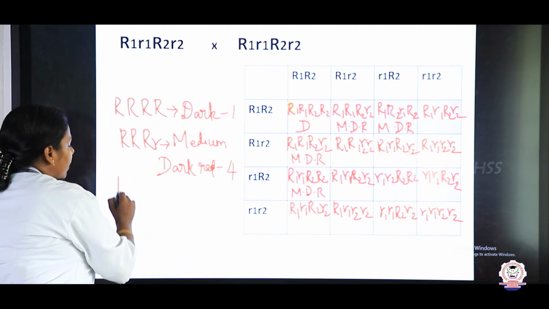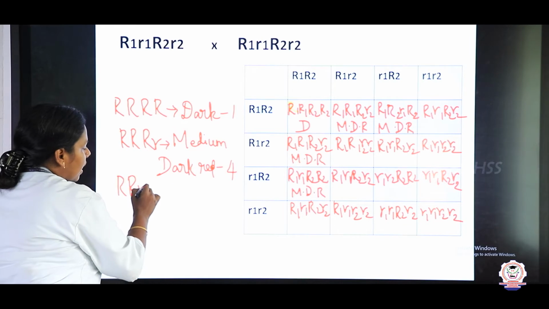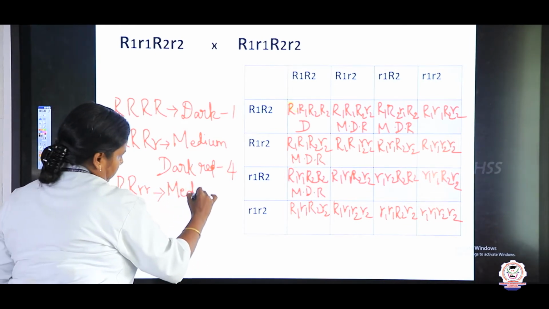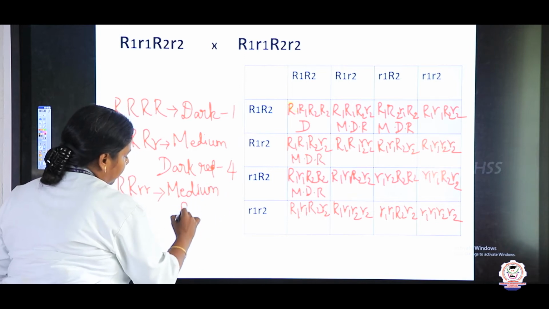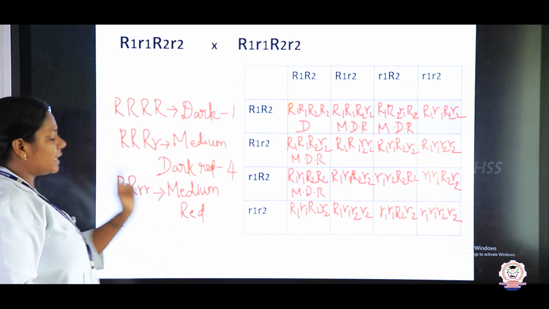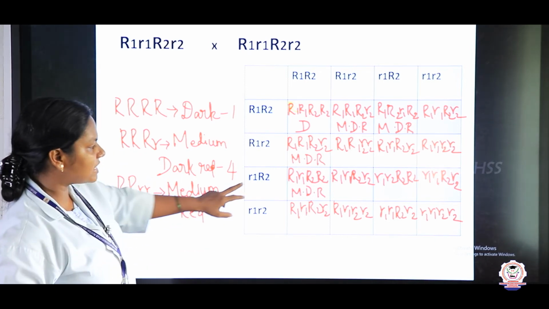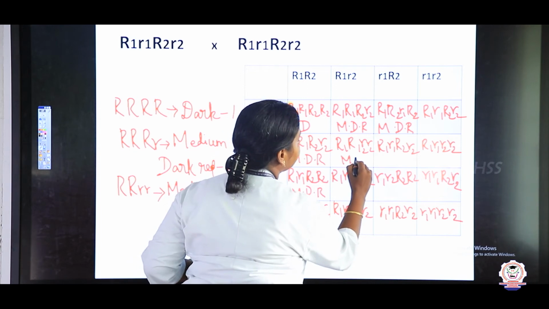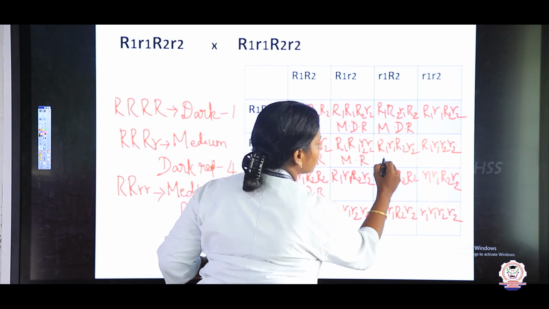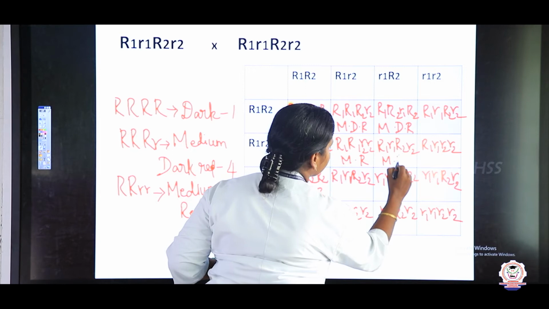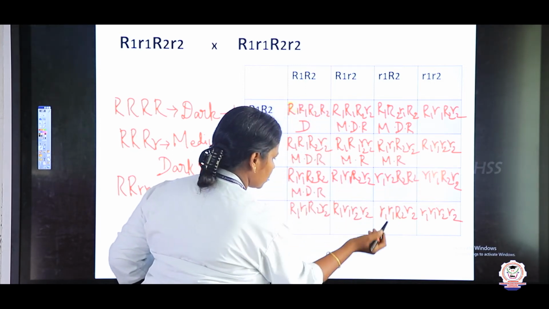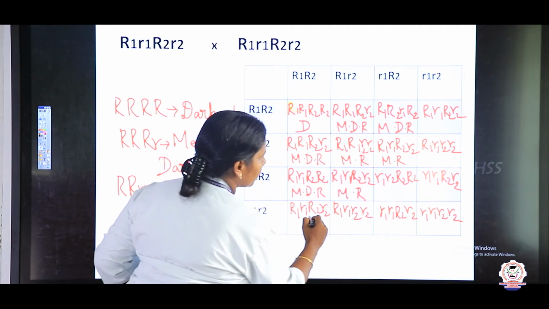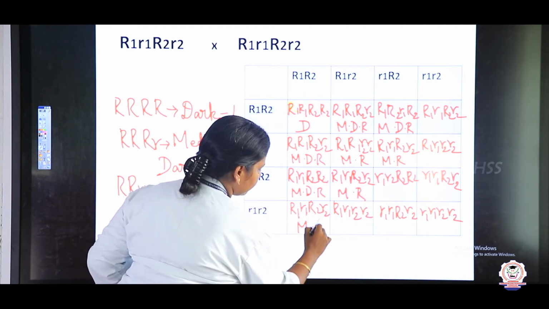If there are 2 capital R and 2 small r, we can say the kernel is medium red. So let us find out how many alleles have 2 capital R. Just find out here, children. Yes, so here you can put medium red. This also is medium red, 2, right? So medium red, and this one also medium red.